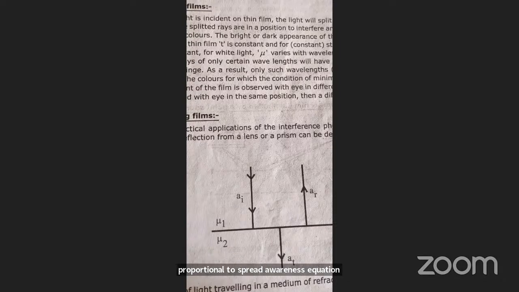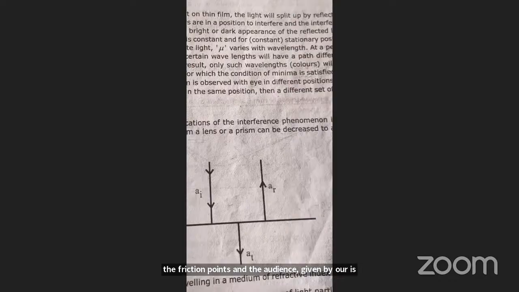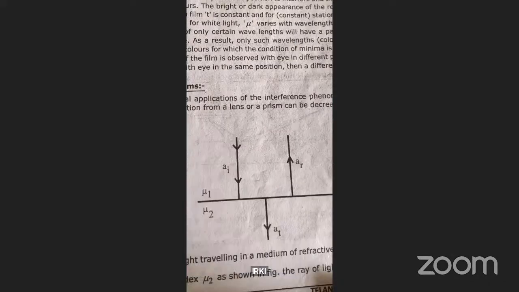According to Fresnel's equations, the reflection coefficient R is given by R equal to IR by I. Now, reflecting films continuation, I will share the page. Here you can find the reflection coefficient: R is equal to IR by I, that equals mu2 minus mu1 by mu2 plus mu1, whole square.